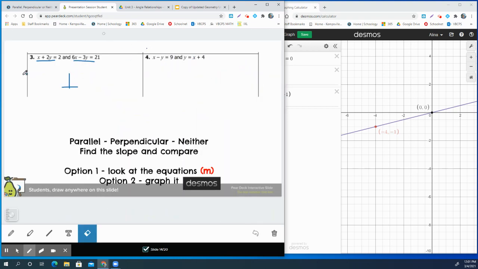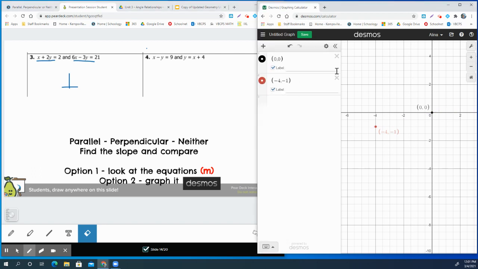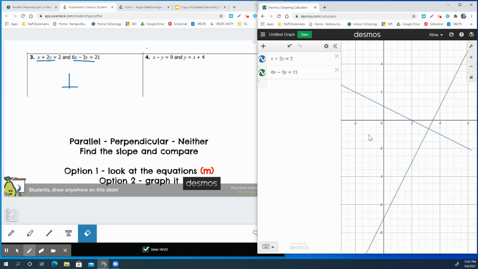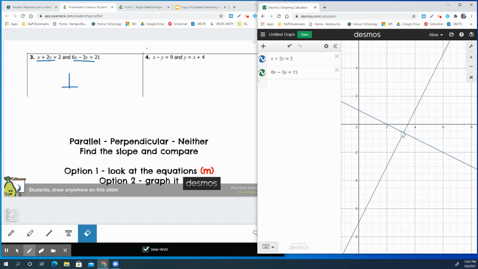Here, this is an example of why we would put it into Desmos. So if we go back to our Desmos, and I know I'm talking and talking and talking, I'm sorry, guys. Put these into our Desmos. We get equals 2. And then we're going to put our next one in: 6x minus 3y equals 21. And then we can slide this over and see that those are perpendicular. These meet at exactly a right angle.